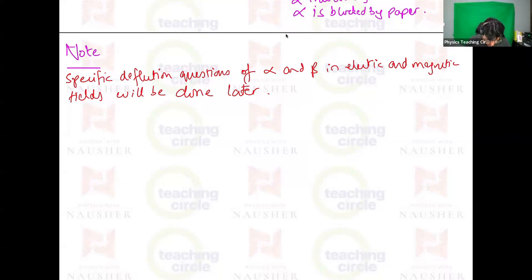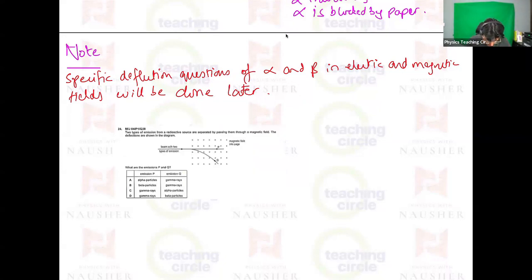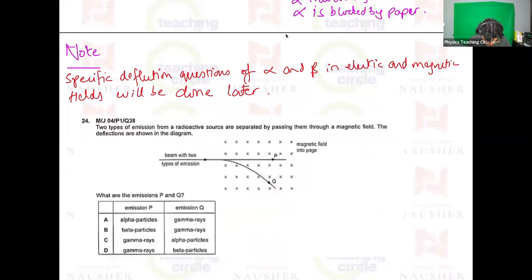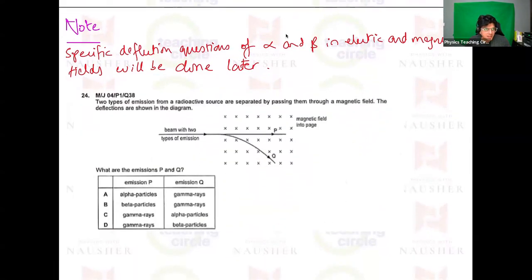So for example, if you see a question like this one, can you guys see on your screen? If you see a question like this, these specific deflection questions, we will do them later, because there are some rules that we need to learn, and right now they're not important because we'll learn them in another chapter. When we do that chapter, we're going to come back to this. I made a note for myself, so you don't have to worry. But you should know that if you see a question like this, I'll tell you why you can't do it right now.